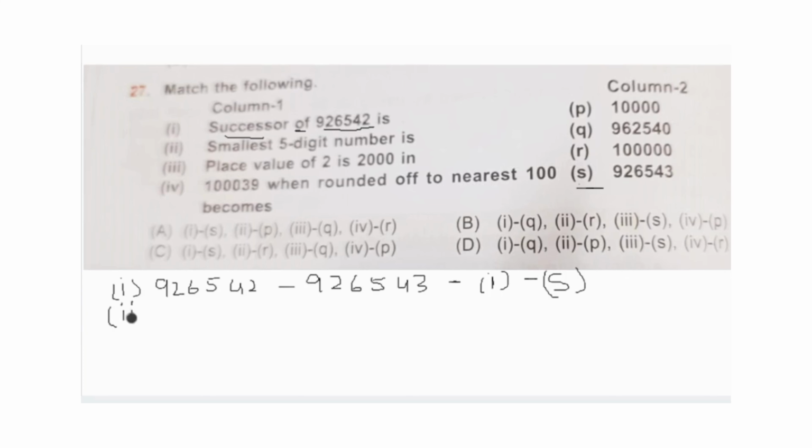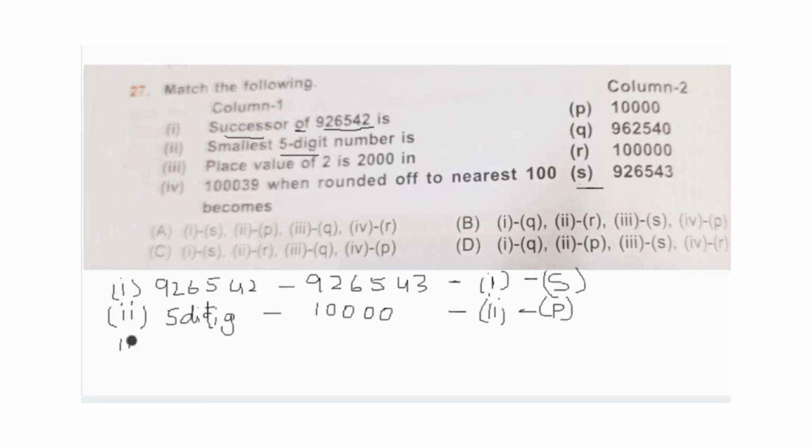The question reads, smallest 5-digit number is. So the smallest 5-digit number is 10,000, which is option P. So let's map 2 to P.